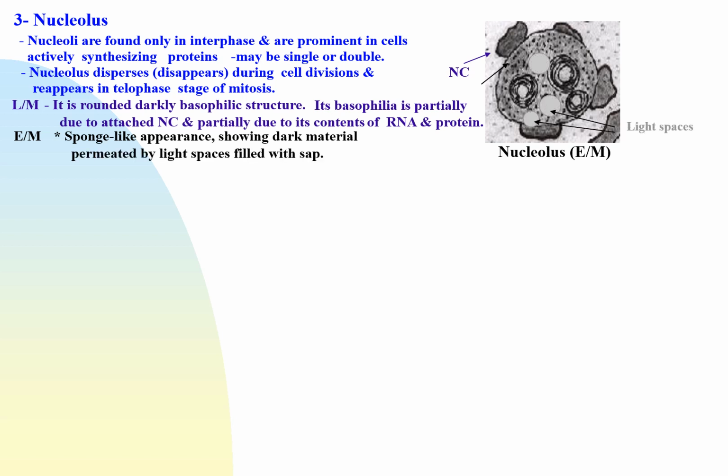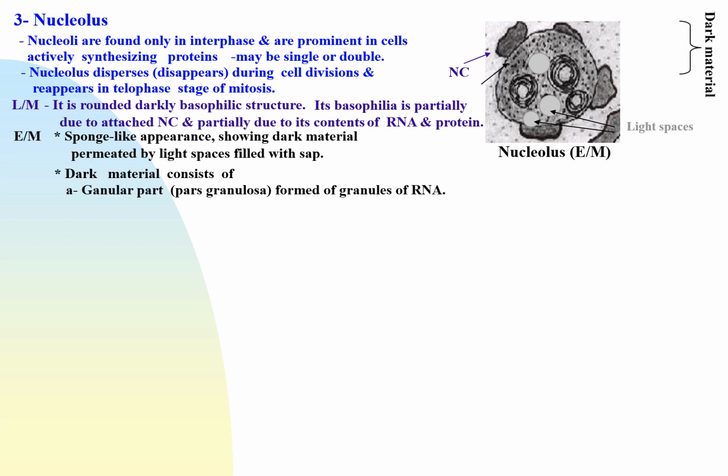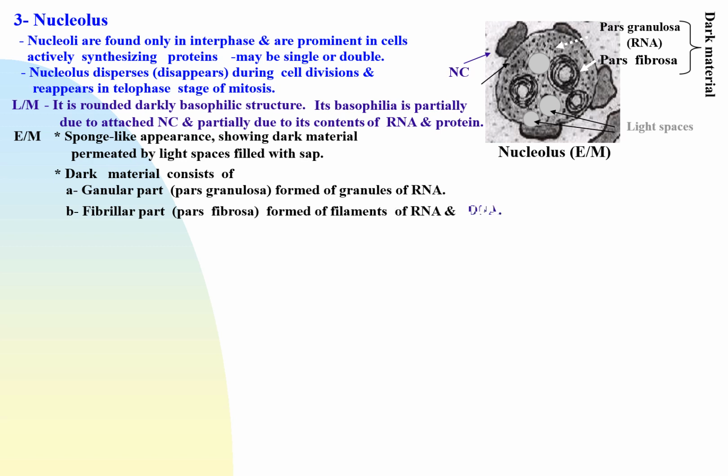The dark material consists of granular part or pars granulosa, formed of granules of ribonucleic acid. Fibrillar part or pars fibrosa, formed of filaments of both ribonucleic acid and desoxyribonucleic acid. Function of nucleolus. Nucleolus is mainly concerned with the formation of ribosomal ribonucleic acid.